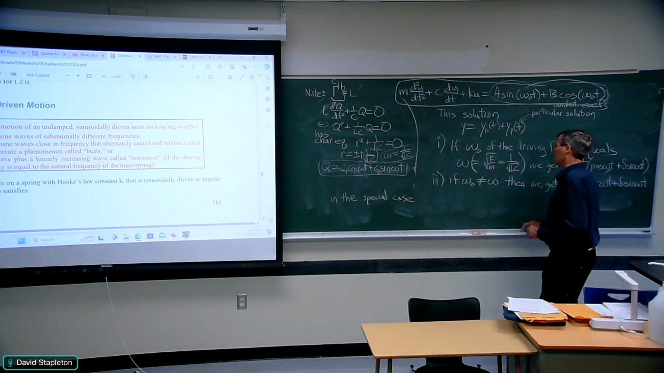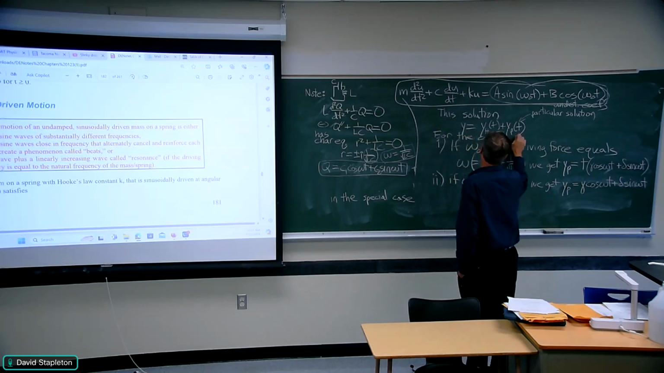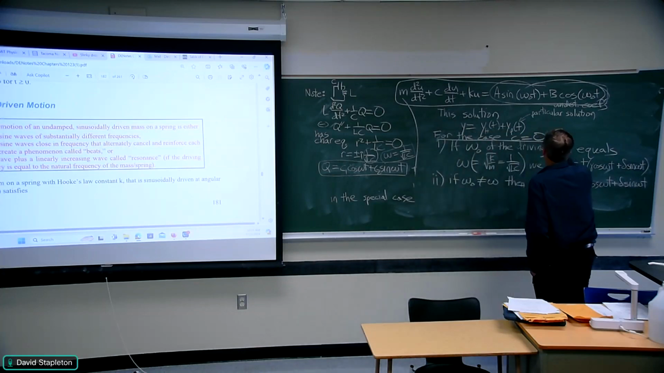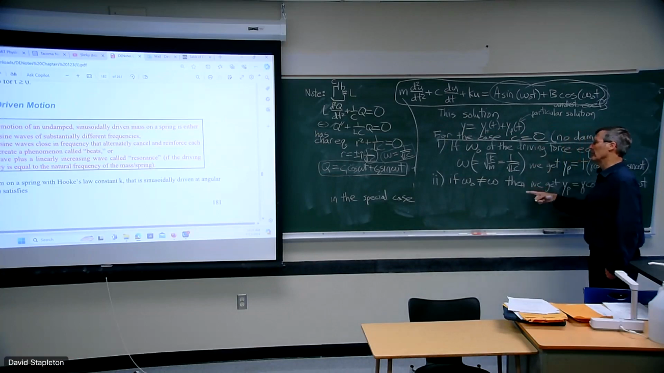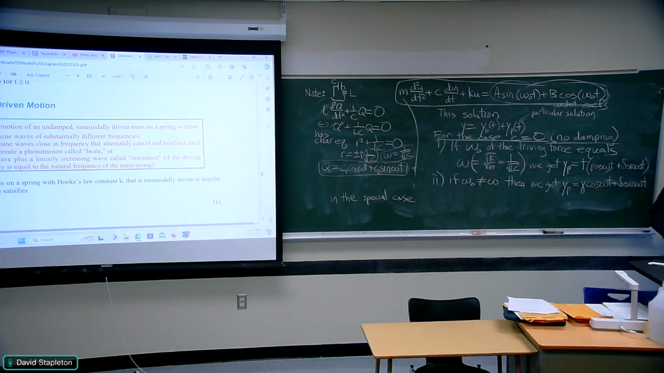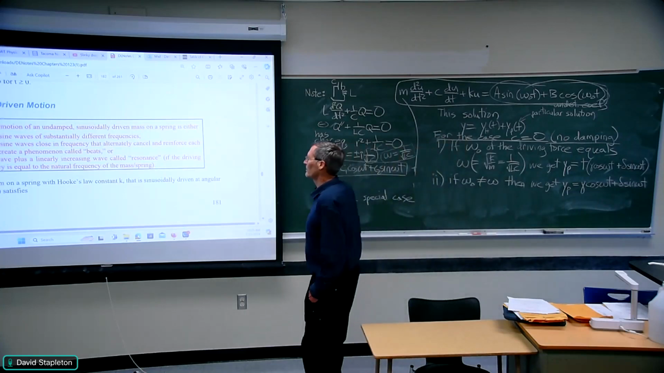I'm sorry, I'm messing up here on this one. For the case, I'm doing this first, for the case that C equals 0. Very important: no damping, no resistor in the circuit, no damper on the mass on the spring. For this case, you get these two cases. And so this is a form of a particular solution. And this is undamped driven motion. That's the next section here in the chapter, 3.3.3.